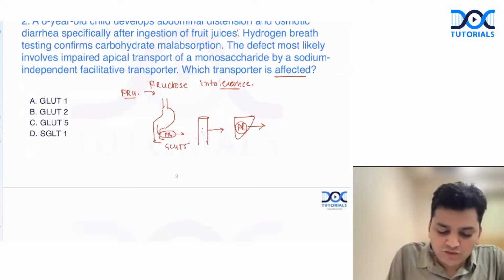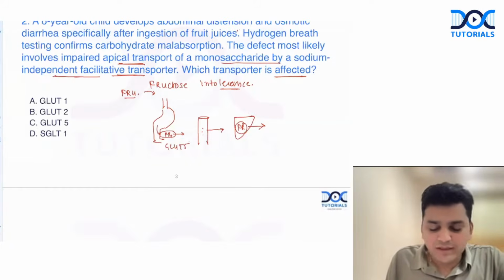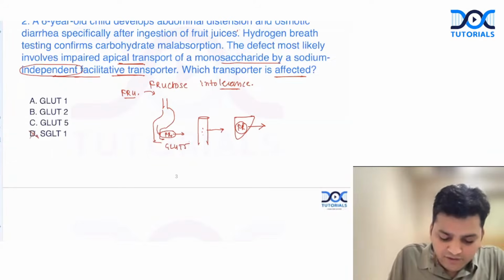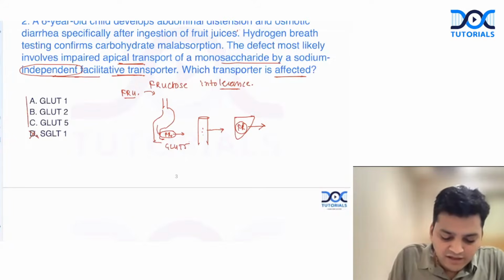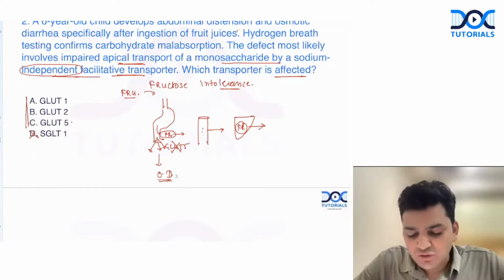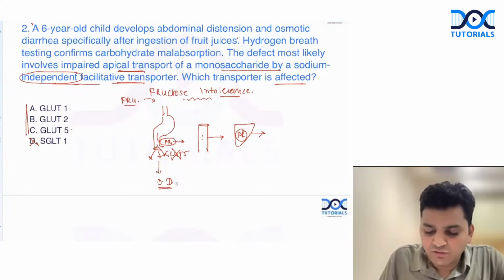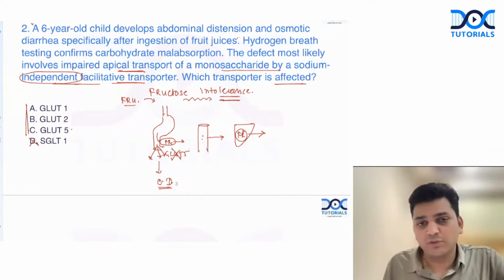They're asking that the defect most likely involves the apical transport of a monosaccharide by a sodium independent facilitative transporter. The moment they say sodium independent, this cannot be the answer for sure, because this is a sodium dependent transporter. They're asking which transporter may be affected in this case. It can be the effect of GLUT5. Because if GLUT5 is defective, there will be distension and flatulence, plus this fructose will be coming in the stool, which will lead to osmotic diarrhea. Initially it looked as if this question was going towards fructose intolerance, but later they ask which fructose transporter is affected and can produce similar symptoms. It is GLUT5, the fructose transporter in the intestine.